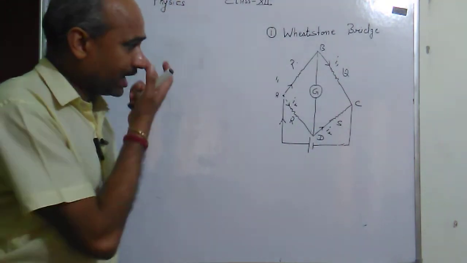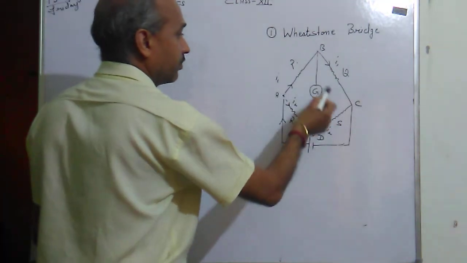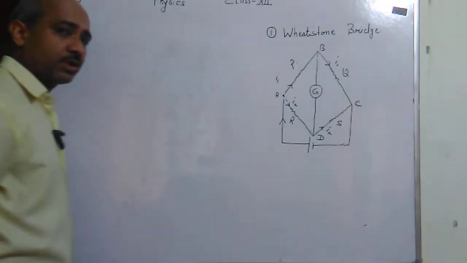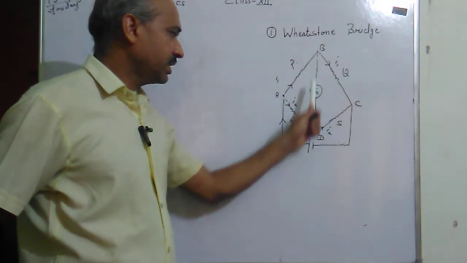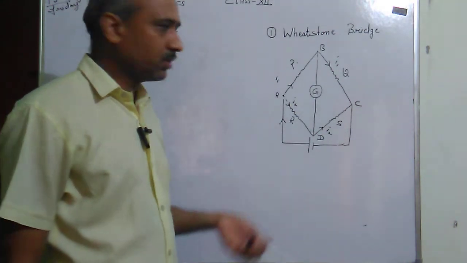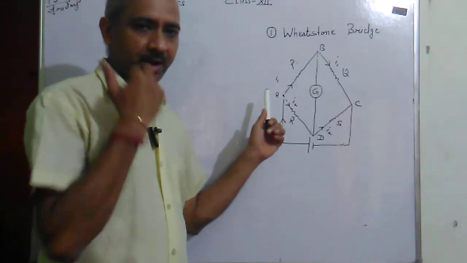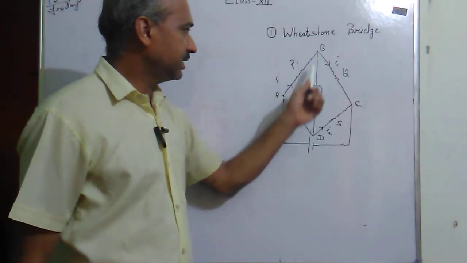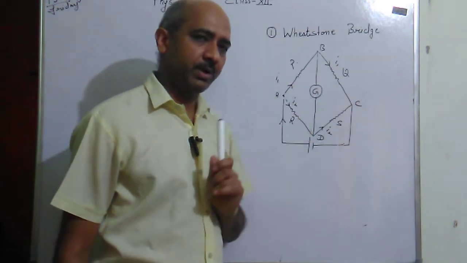Now, when the galvanometer gives zero deflection, it means that the current is not flowing in this arm, this diagonal. Why is the current not flowing? Because we have adjusted these resistances in a very tricky way so that no current is flowing in this galvanometer.